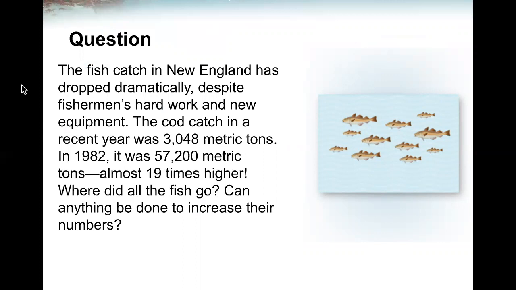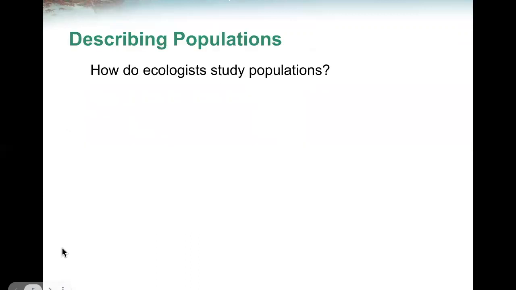The fish catch in New England has dropped dramatically despite fishermen's hard work and new equipment. The cod catch in a recent year was 3,000 metric tons. In 1982, it was 57,000 metric tons, almost 19 times higher. Where did all the fish go? Can anything be done to increase their numbers? How do ecologists study populations?